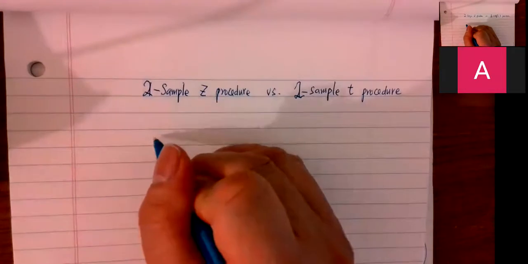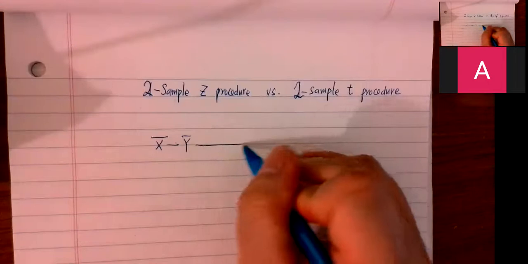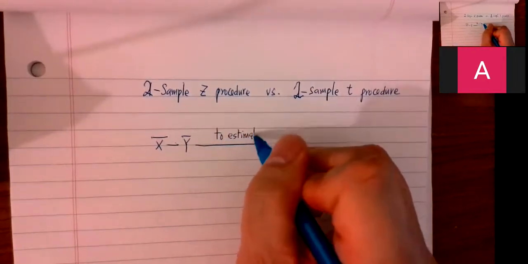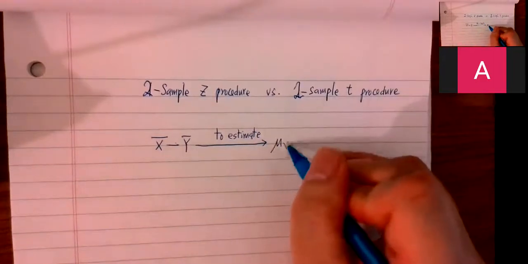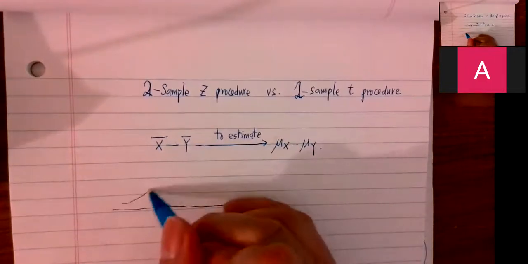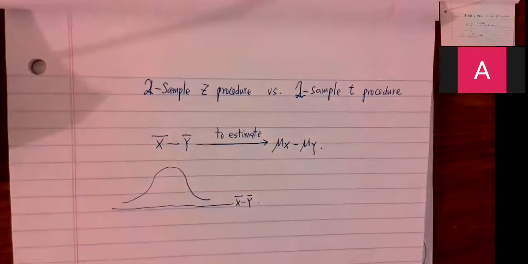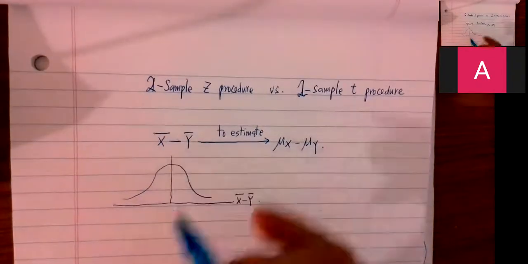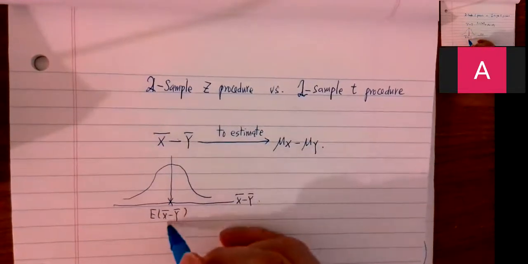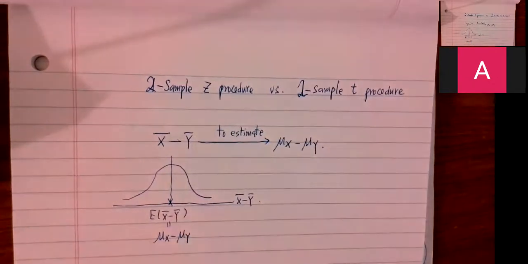When we use X bar minus Y bar to estimate mu X minus mu Y, okay? Why is that? Because the sampling distribution of X bar minus Y bar, its center is precisely the unknown parameter you want to estimate. This is a very desirable property.